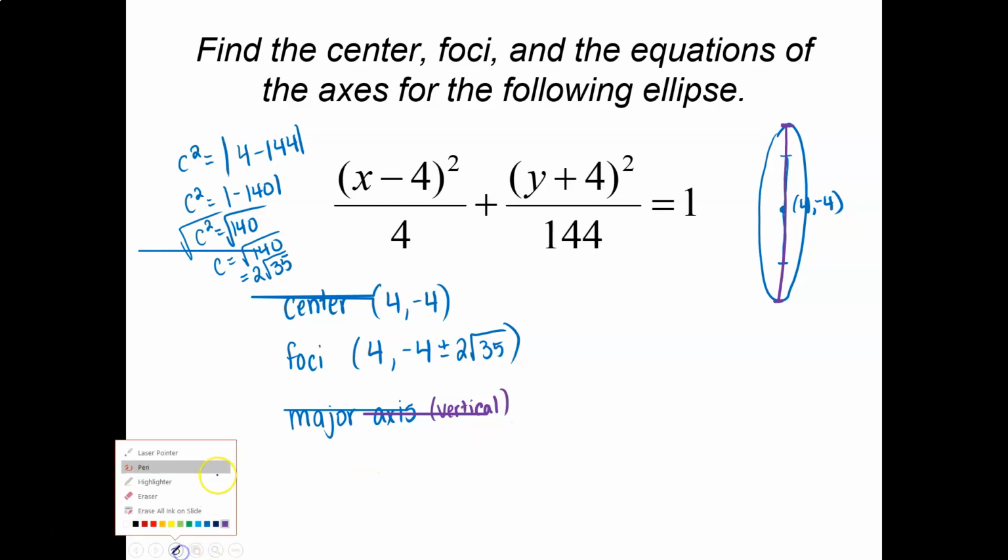Vertical lines, what do we know about vertical lines? Is it x equals or y equals a number? X equals a number. Now this passes through my center, correct? Both of the axes are going to pass through the center. What's the x-coordinate of that center? 4. So it's going to be x equals 4.